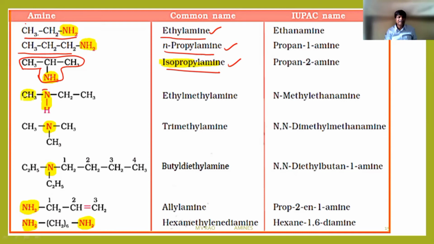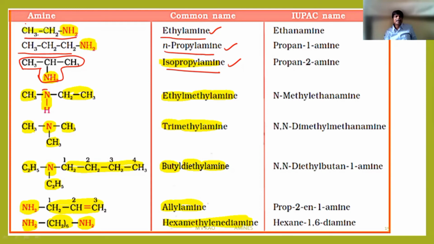Here is a secondary amine. One is methyl, another one is ethyl. You have to write in alphabetical order: ethyl methyl amine. Three methyls are there, so trimethyl amine. Two ethyls and one butyl are there. That's why diethyl butyl amine. This is propene in the IUPAC system, and in the common system it is called allyl amine. This is hexamethylene diamine, which will come in the polymers chapter also.